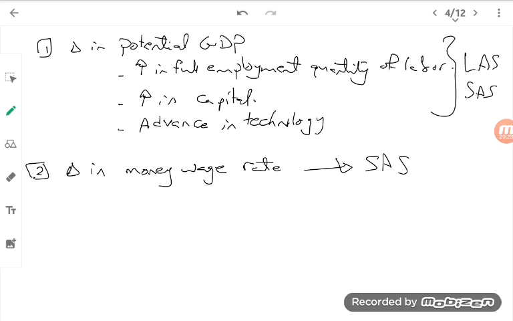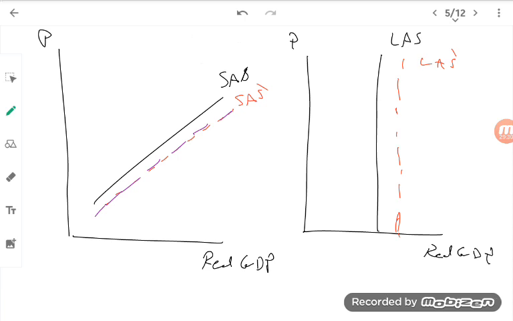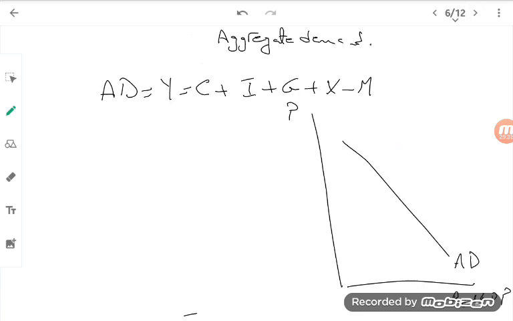نيجي بعد كده للأجريجيت ديماند كيرف. الأجريجيت ديماند هو ده اللي احنا كنا بنقول عليه y plus c plus i plus g plus x minus m. هو مجموعة الديماند بتاعة الفور سيكتورز بتاعتنا. هو negatively sloped زي ما كنا بنقول على الديماند كيرف بالظبط.